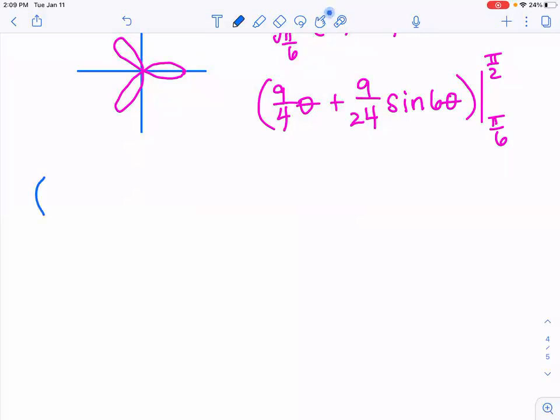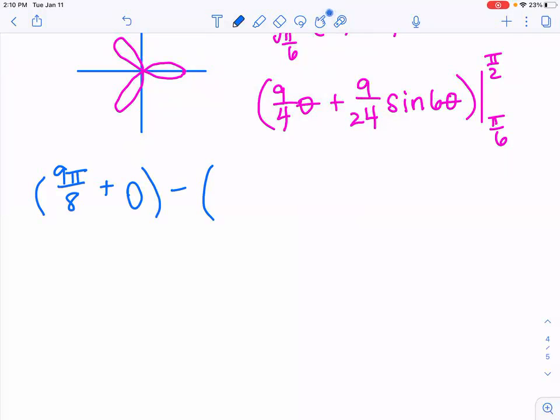All right. 9/4 times pi over 2 is 9 pi over 8. Plus, when we plug pi over 2 in, what's 6 times pi over 2? 3 pi. Sine of 3 pi? 0. That's what you're going to say? Uh-huh.